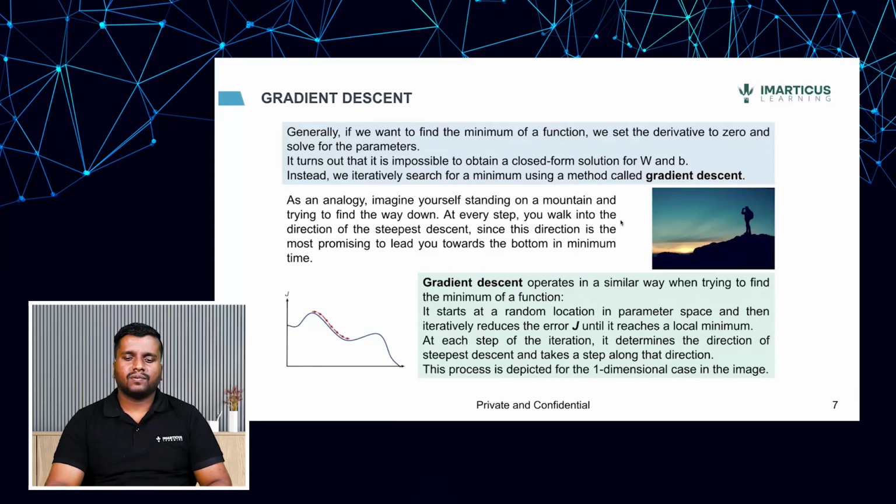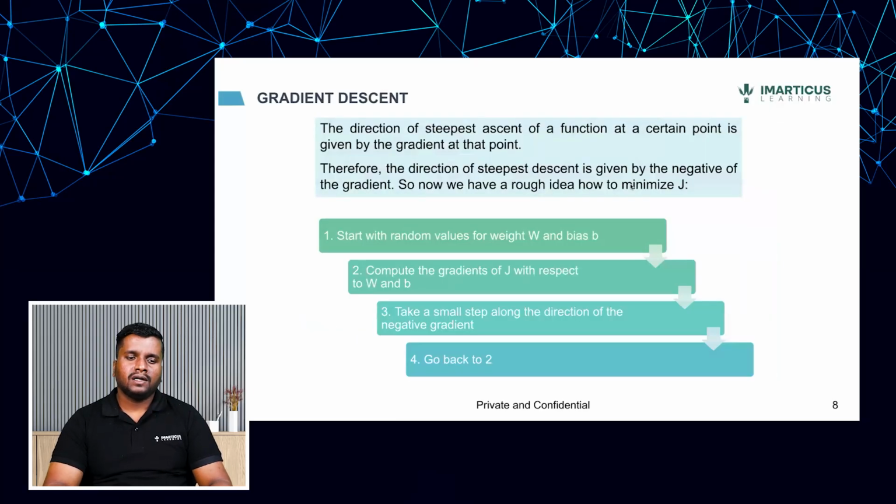Gradient descent also operates in a similar way. When trying to find the minimum of a function, it starts at a random location in parameter space and then iteratively reduces the value of J until it reaches a local minimum value. At each step of the iteration, it searches for the steepest descent along which we can find the minimum error or loss function. This process is depicted for the one-dimensional case in the image. Now, the direction of the steepest ascent of a function at a certain point is given by the gradient at that particular point.